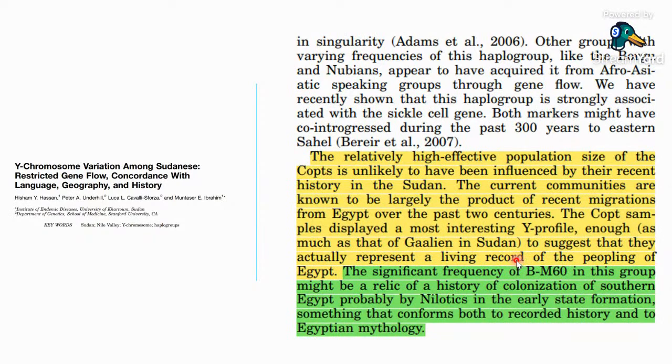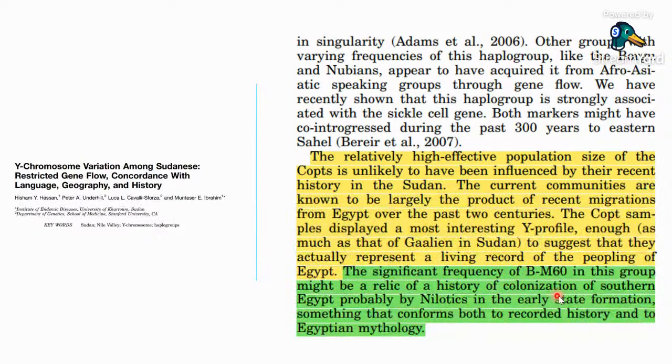So the Copts actually represent a living record of the peopling of Egypt. Although some may be phenotypically lighter skinned, you do have dark skinned Coptic Egyptians as well. But we know that they like to only show the lighter skinned Egyptians. Although that is so, they actually show a living representation of those people migrating from Egypt to the Sudan. Why is this? Because the significant frequency of haplogroup BM60 in this group might be a relic of a history of colonization of southern Egypt, probably by Nilotes in the early state formation, something that conforms both to recorded history and to Egyptian mythology.